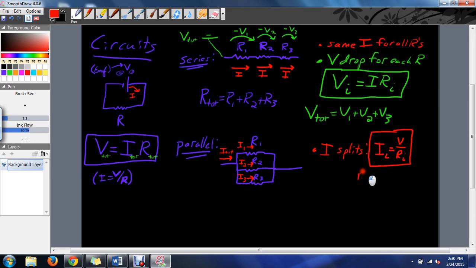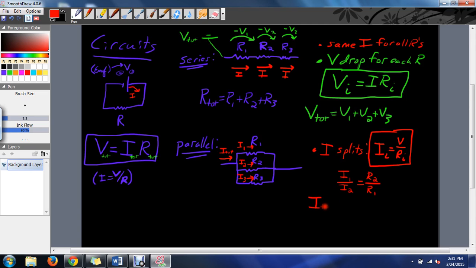So the ratio of I1 to I2 is simply the inverse ratio of the resistors themselves. So if R2 is twice R1, that means I1 will have twice the current, which should make perfect sense.